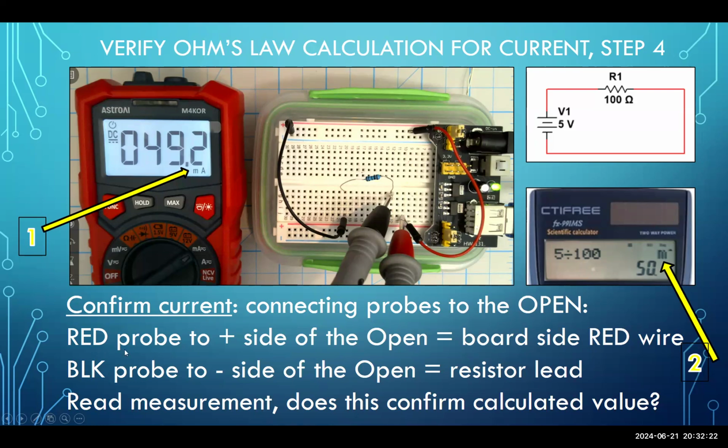And it's critical for you to connect the red probe to the plus side of the open, which means it is on the board side of the red wire right here. Do not connect both of these probes to the blue-red rails. You'll blow the fuse out really quick. The red probe goes here, and the black probe has to go on the end of the wire of the resistor, only on this end, where the open is.